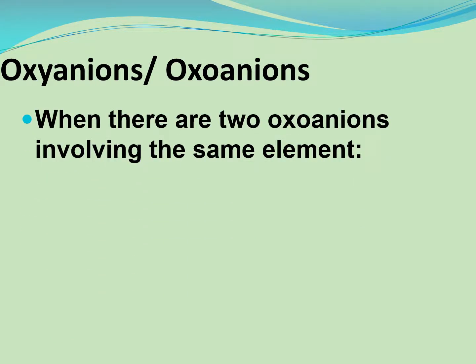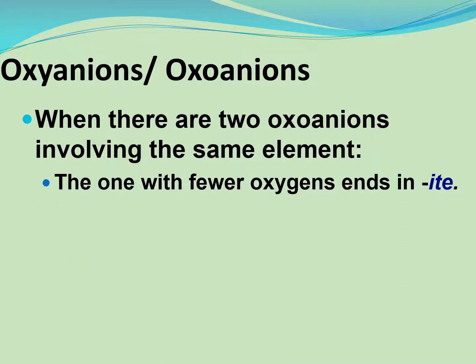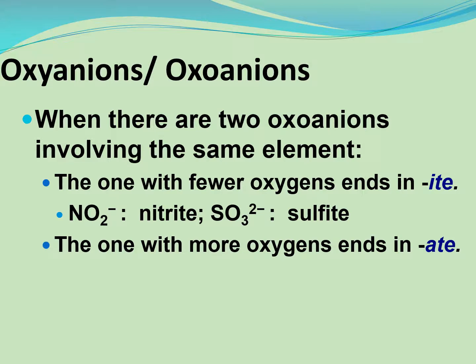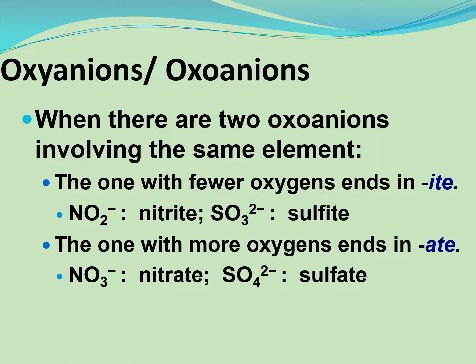When there are two oxoanions involving the same element, the one with the fewer oxygen ends in ite. You kind of have to just memorize this, but NO2 minus is nitrite, SO3 minus 2 is sulfite, and there are some other examples. But if you add an oxygen to either of these and you don't change the charge, then the ite ending becomes an ate ending. So NO2 minus becomes NO3 minus, and we call that nitrate. SO3 minus 2 becomes SO4 minus 2, and we call that sulfate.